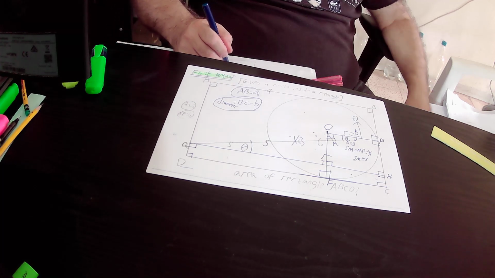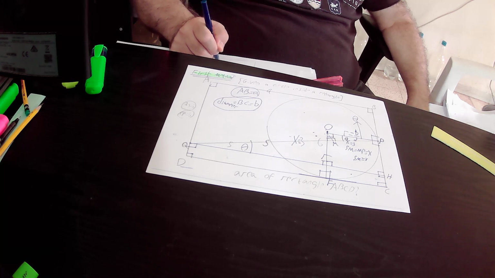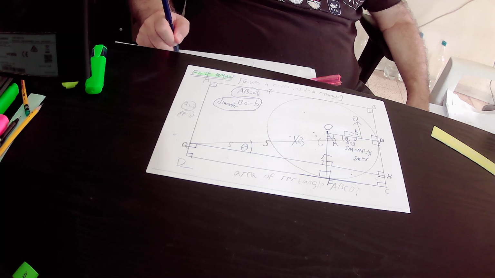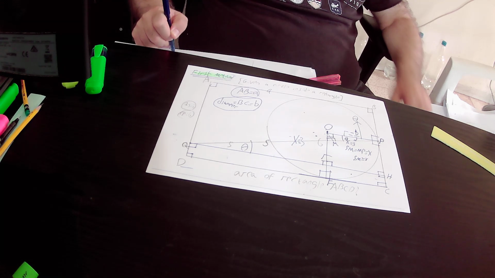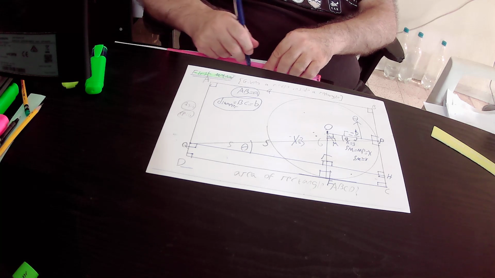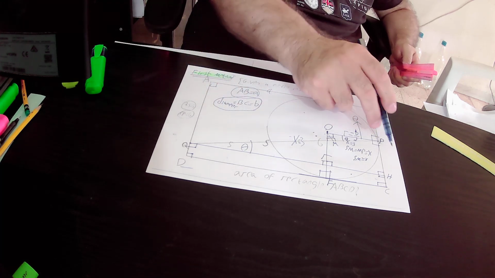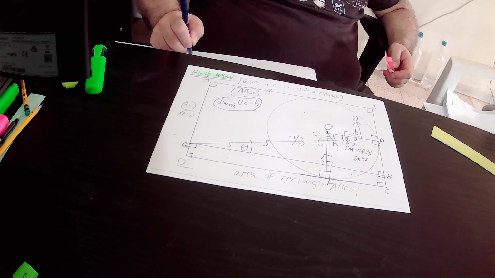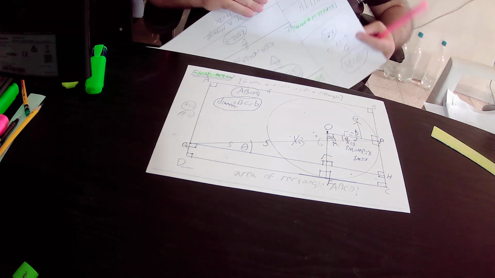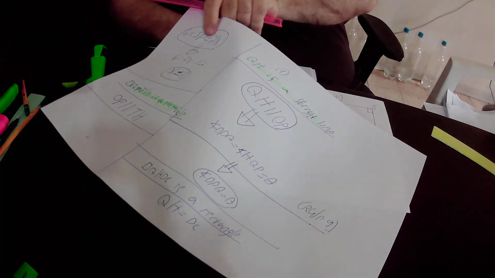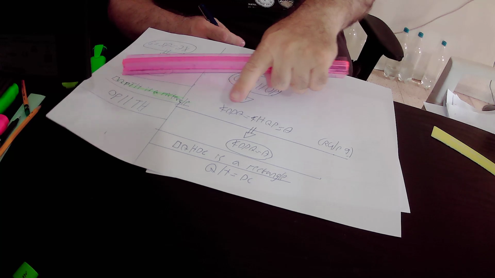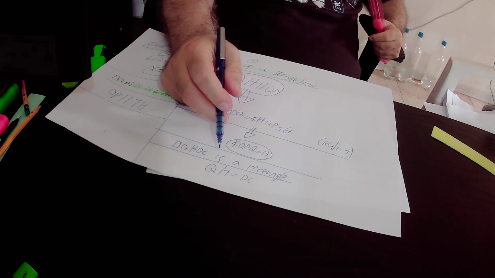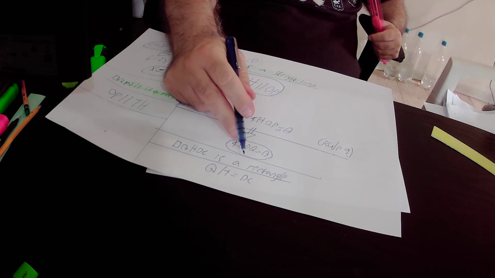Quadrilateral QHDC is a rectangle, and we know that the opposite sides of a rectangle are equal to each other. That is to say, QH equals DC. So inside rectangle QHDC, we know that its opposite sides are equal to each other. That is to say, QH equals DC.